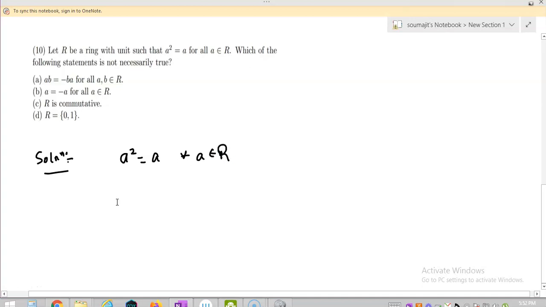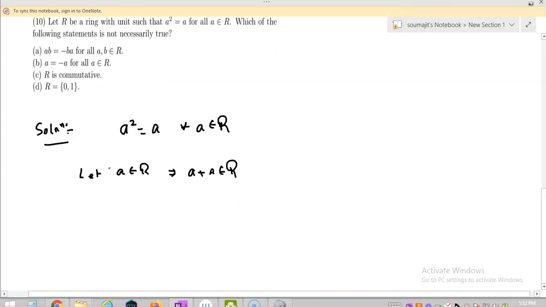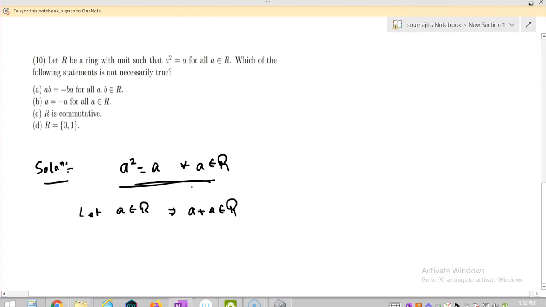Now let us choose A belongs to R. If A belongs to R, then as R is a ring, I can say that A plus A again belongs to R. Now A plus A belongs to R, and this result holds for all elements of R, so this result also holds for A plus A. Hence I can write (A plus A) squared is equal to A plus A, right?